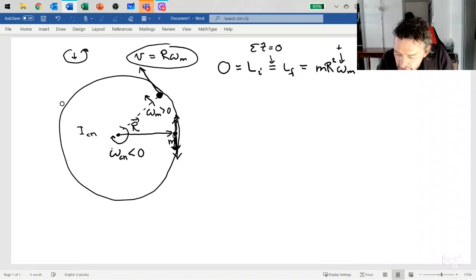Okay, and then we add to that the angular momentum for the disk, or the merry-go-round. That's going to be I CM, the moment of inertia for rotation about the center of mass, times omega CM. And omega CM is negative. You don't know what it is, but it's negative. And so that positive and that negative have to add up to 0. Started out at 0, always stays 0. Okay, so that's the first equation. That's conservation of angular momentum. And so we have one equation and two unknowns. We don't know what omega m is, and we don't know what omega CM is.